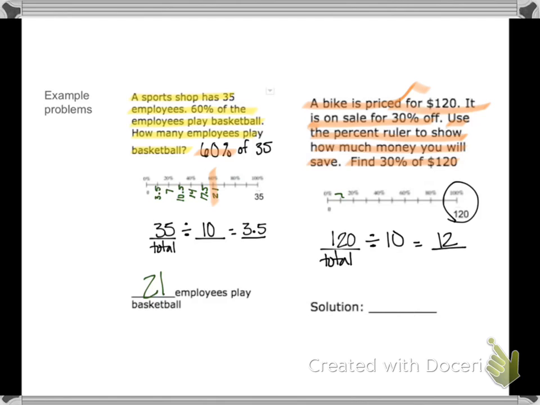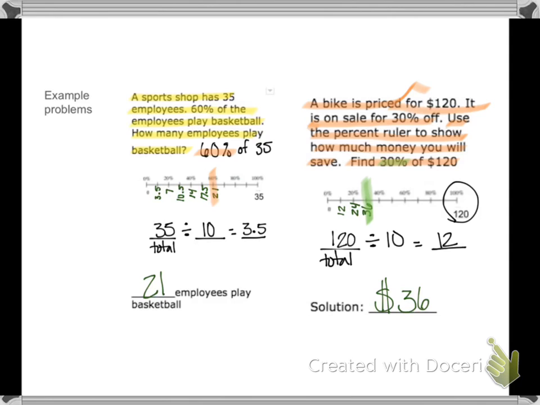So 0 is 0%, which makes sense. 10% is 12. 20% is 24. And 30% is going to be 36. I can actually stop already because the question was asking me to find 30% of 120. 30% is going to be 36. We were talking about money in this situation. How much money will you save? You will save $36.